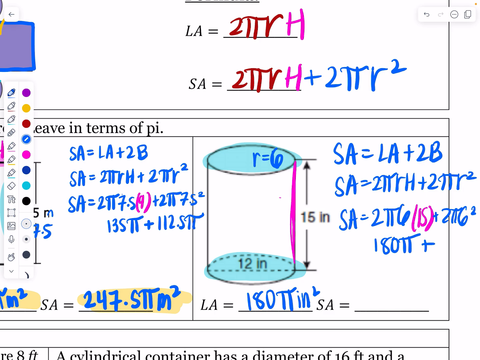But then I have to add in my 2 bases. So 2 times 6 squared gives me 72 pi. So there's my bases. I have 2 of those circles. 2 of those circles have a total area of 72 pi. And so when I do 180 plus 72, I have a total surface area of 252 pi inches squared.